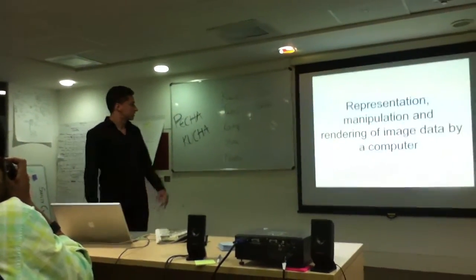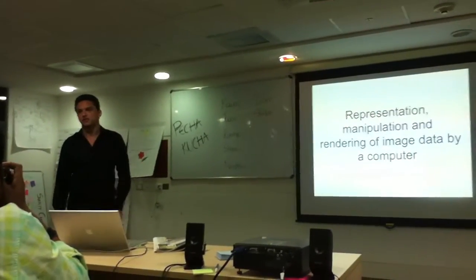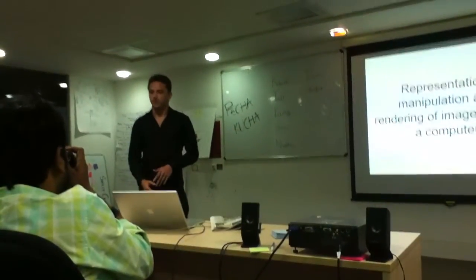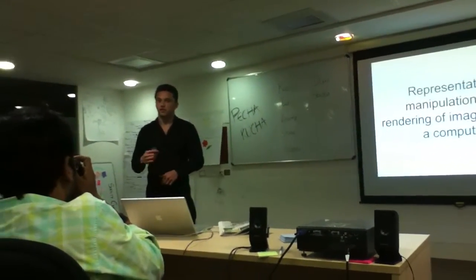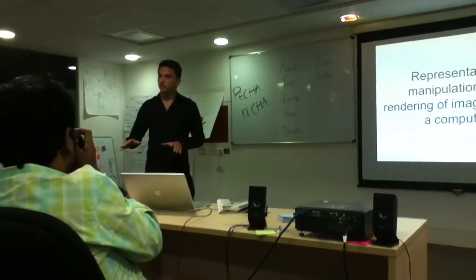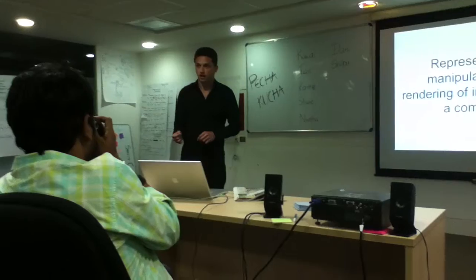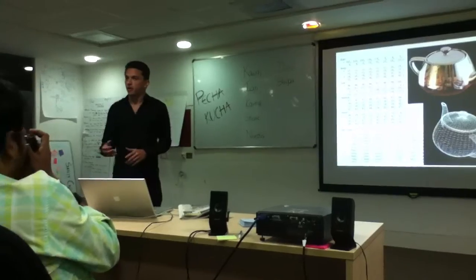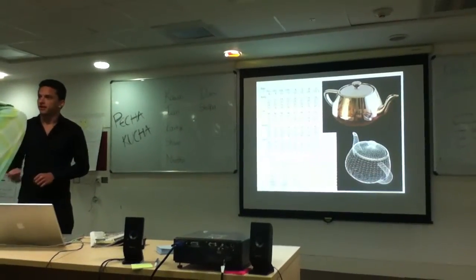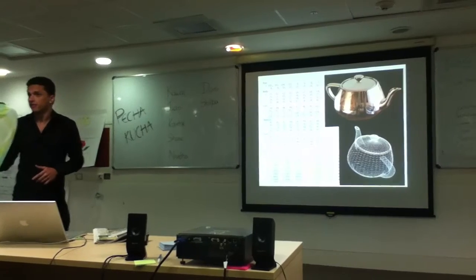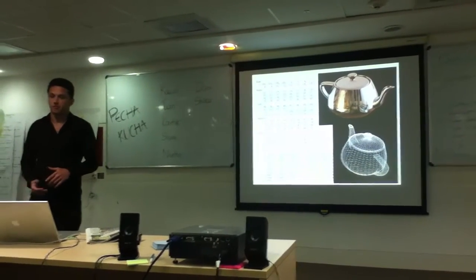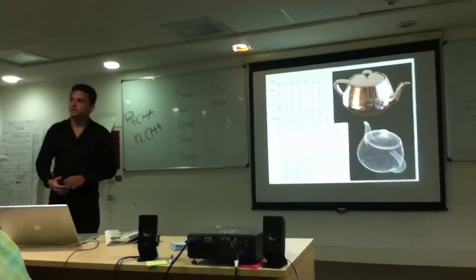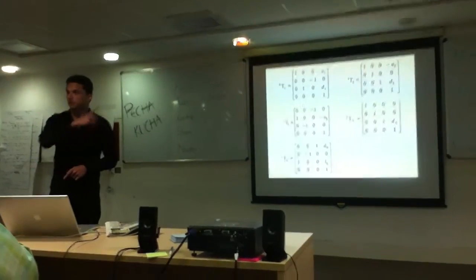So, computer graphics is the representation, manipulation, and rendering of image data by a computer. When we think about images in a computer, we hardly think about how they are generated. Under the hood, data has to be represented somewhere, somehow. And in computer graphics, you usually have arrays, vectors of points in space. It's all you have. And this is a famous teapot in computer graphics. In memory, all you have are these numbers. And you have to render them, and these are two different things.